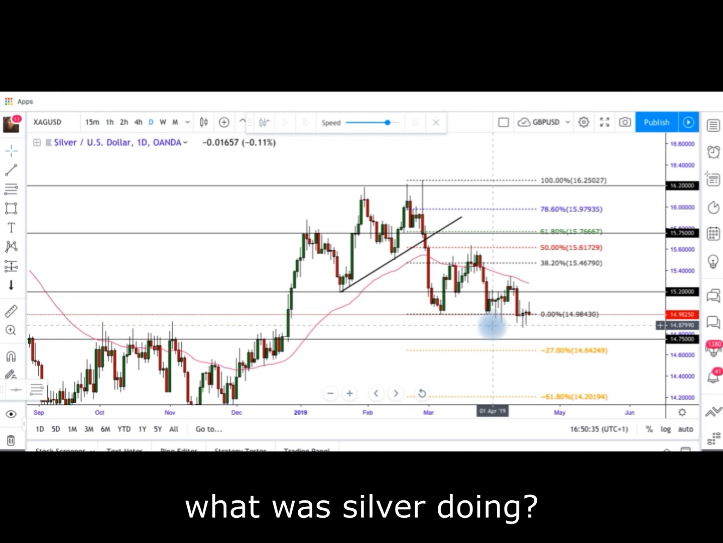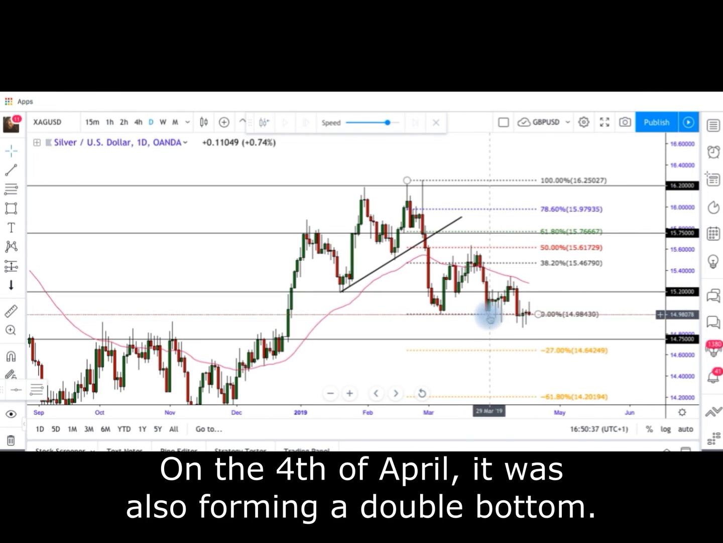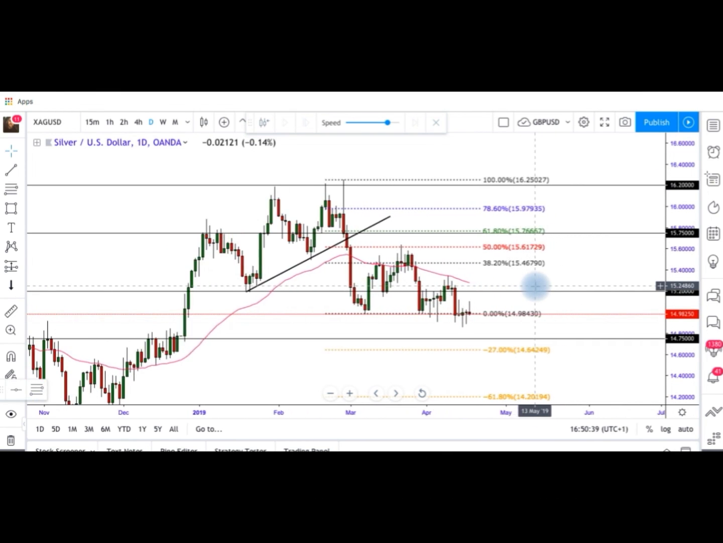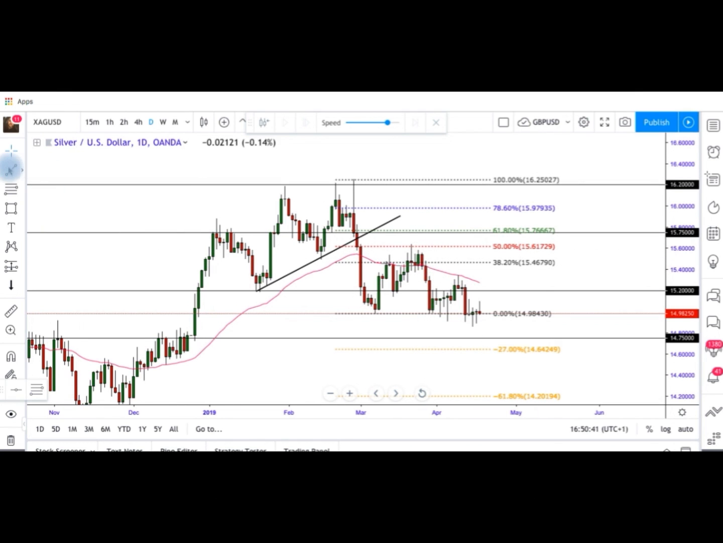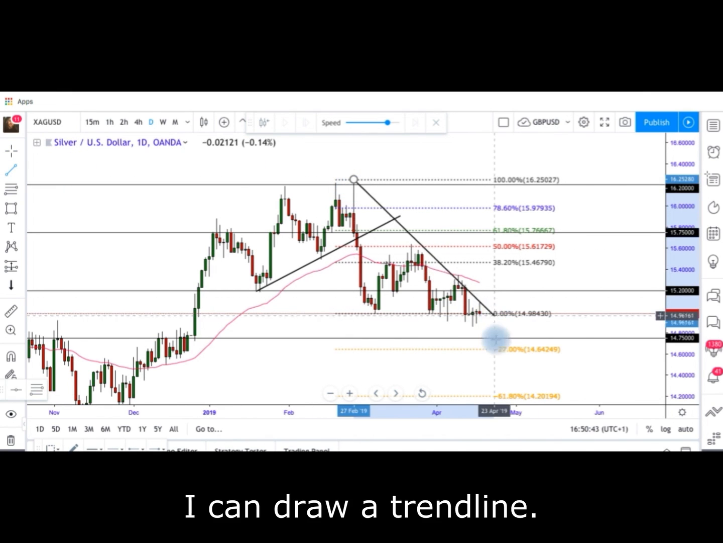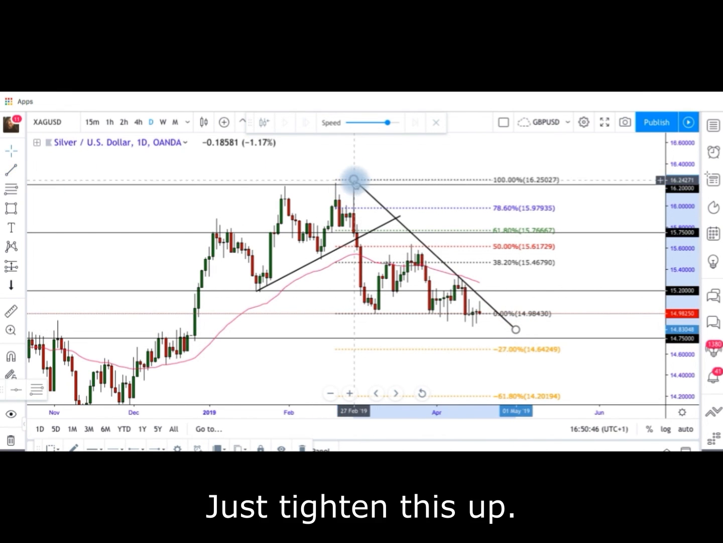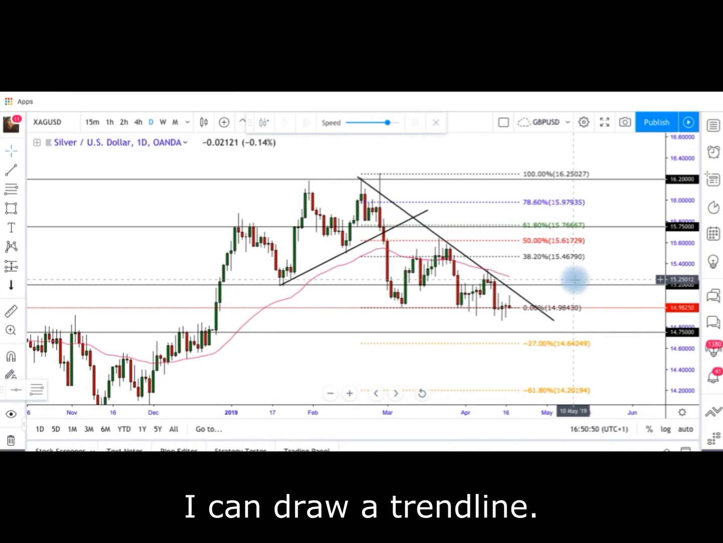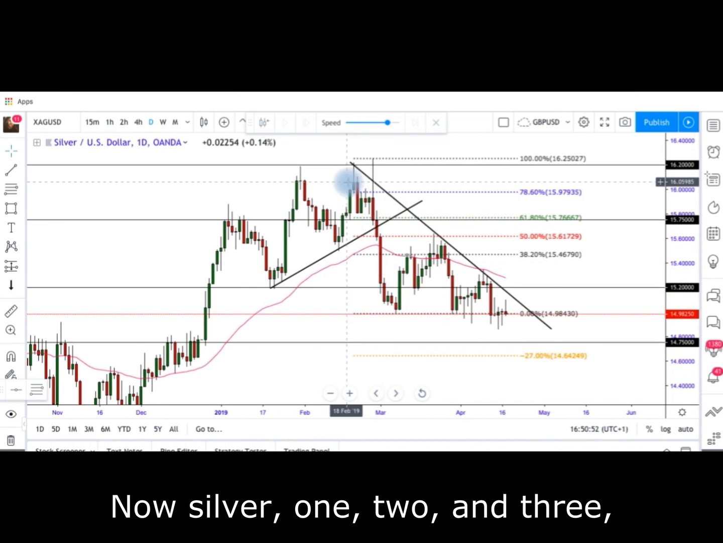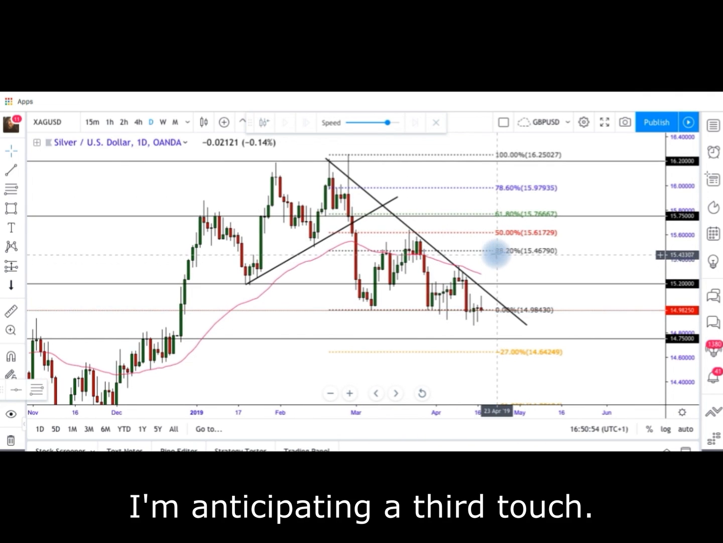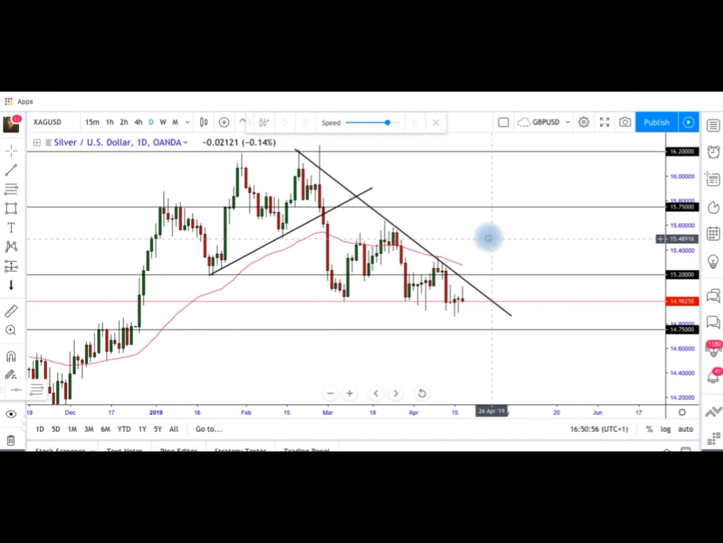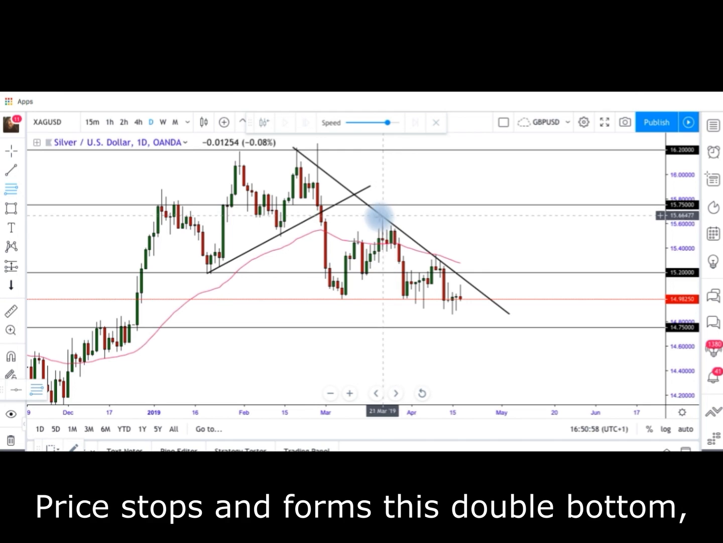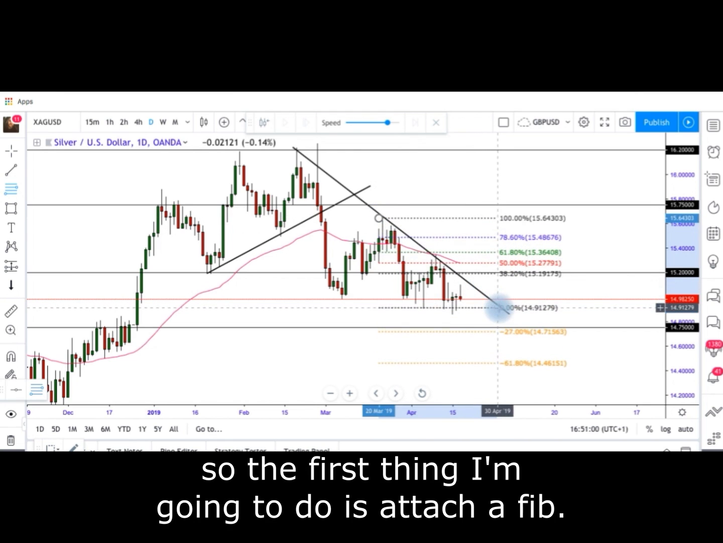What was silver doing? On the 4th of April, it's also forming a double bottom. Now, because I've got 2 points here, I can draw a trend line. Just tighten this up. I can draw a trend line. Now, silver 1, 2, and 3. I'm anticipating a third touch. Price stops and forms this double bottom. So the first thing I'm going to do is attach a fib.